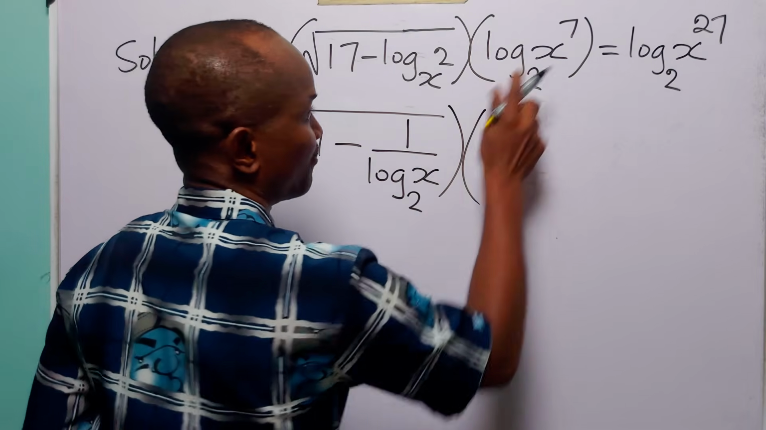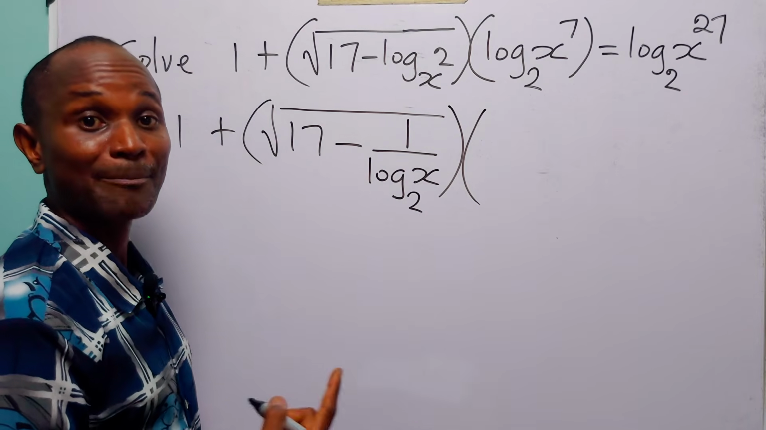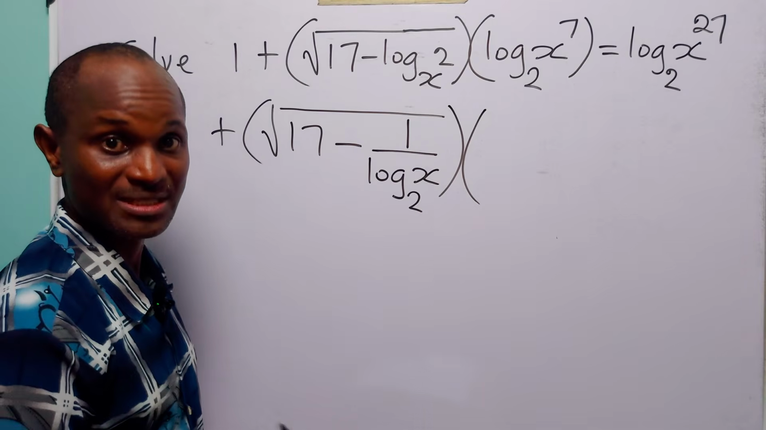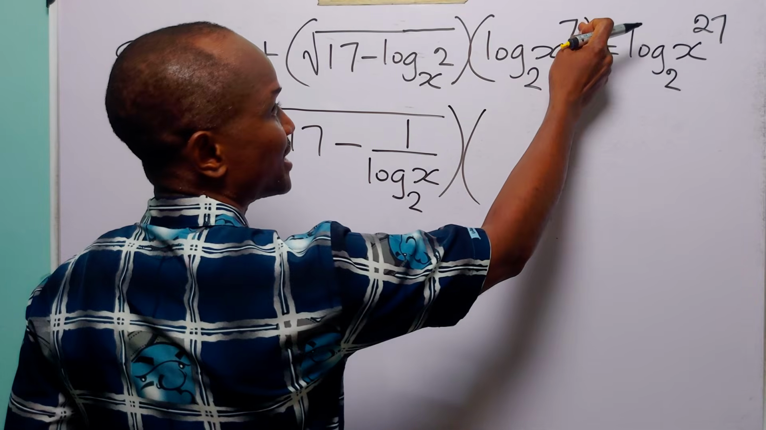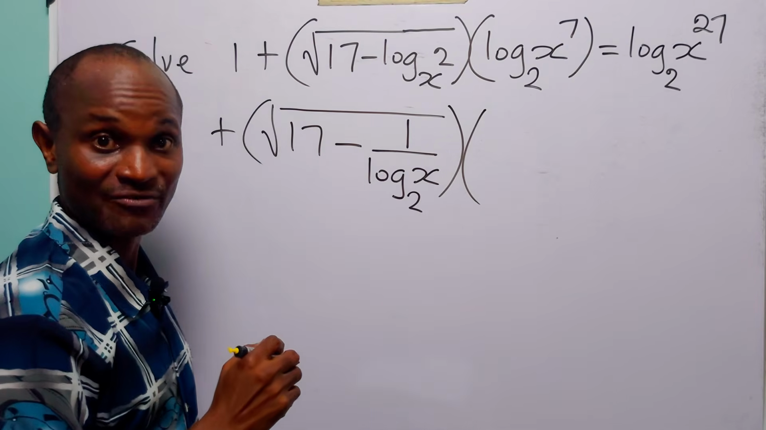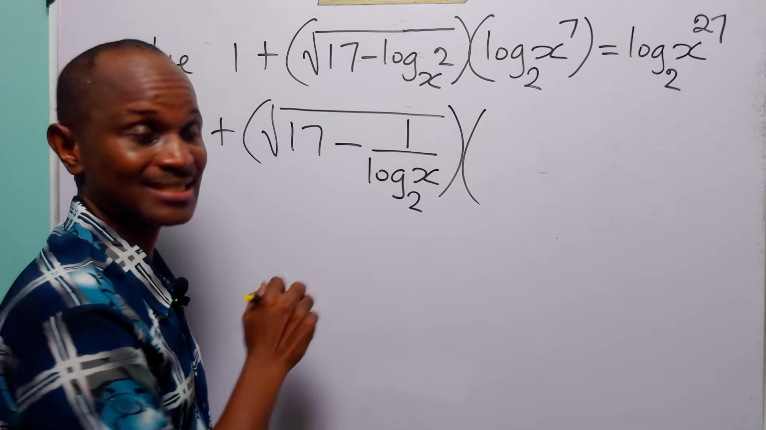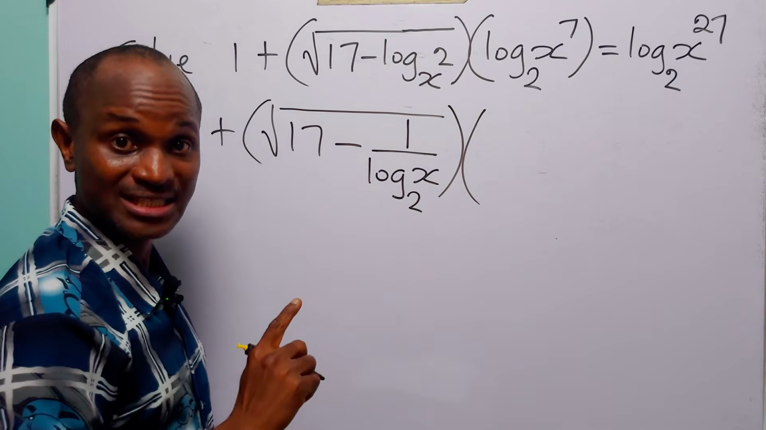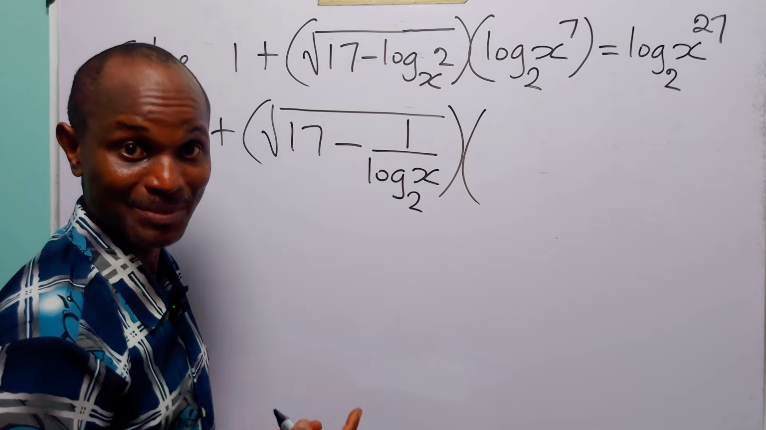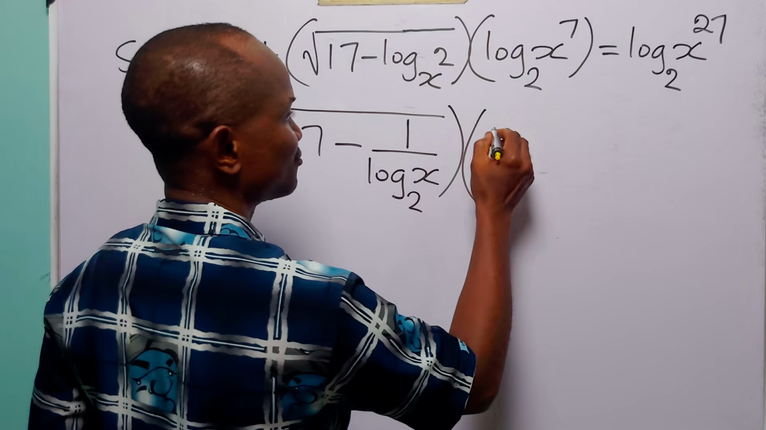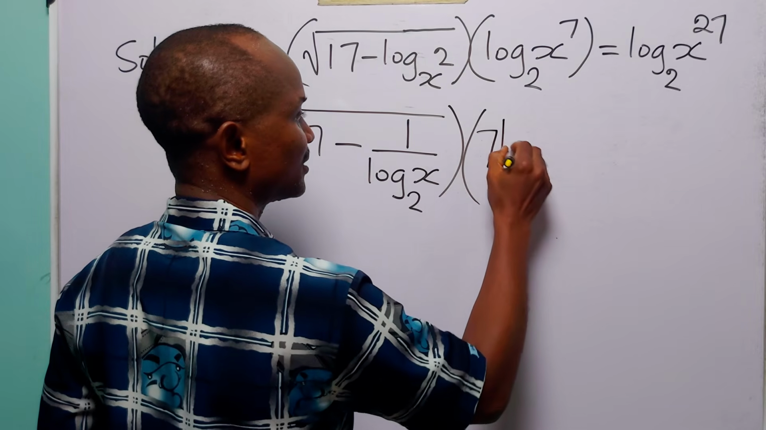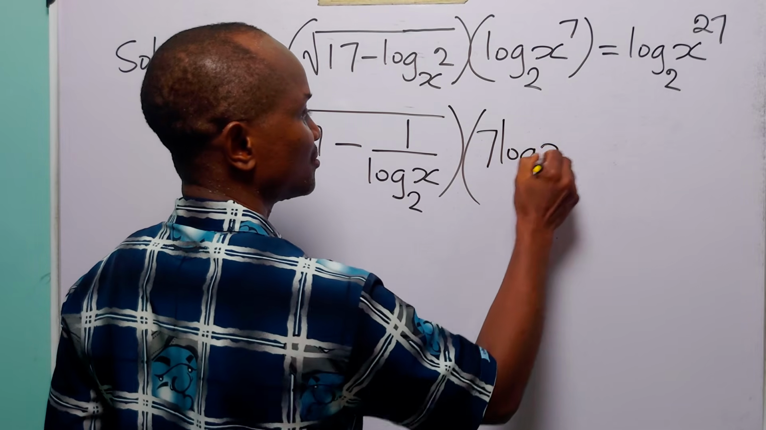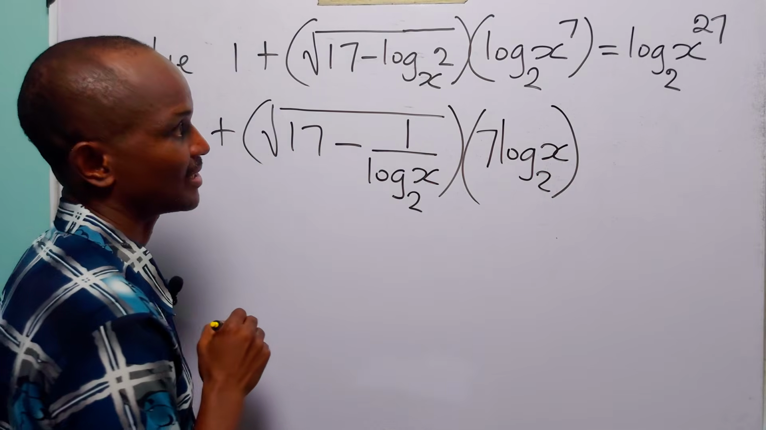Now, here, what we are going to do is apply the power rule of logarithms. That is the rule that says that we can bring down the exponent 7, that is the exponent of x, to the front of this log term to become a multiplier. When we apply this rule, here we have 7 times log to base 2 of x.